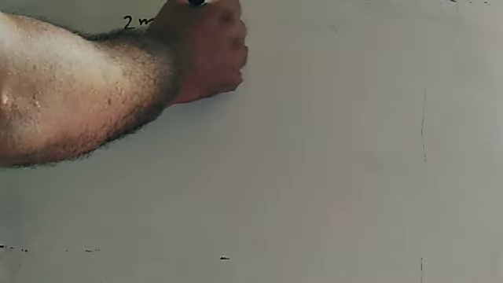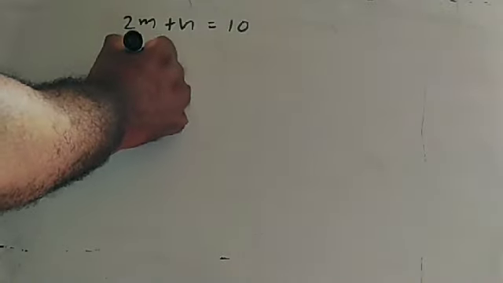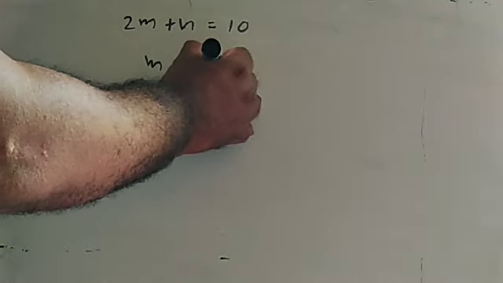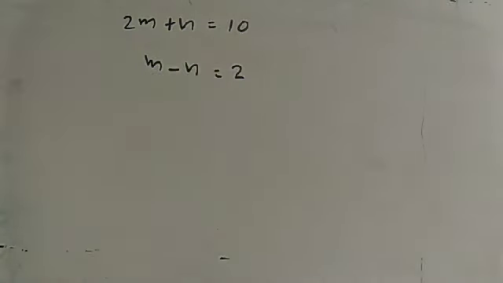Then another example. 2m plus n is equal to 10 and m minus n is equal to 2. Simplify, if not solve. Then here you can see m and n are there.